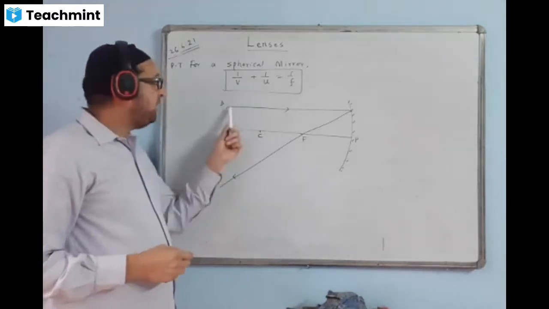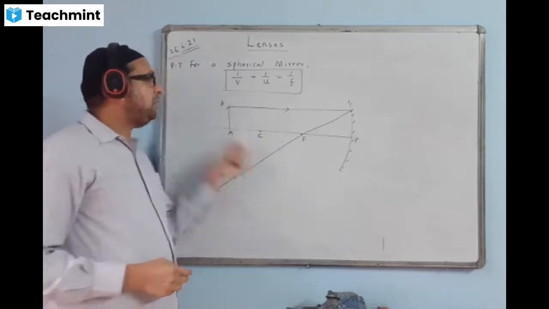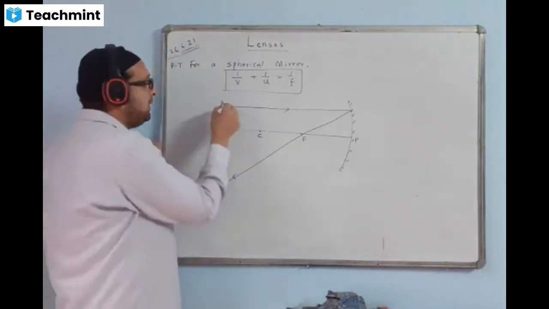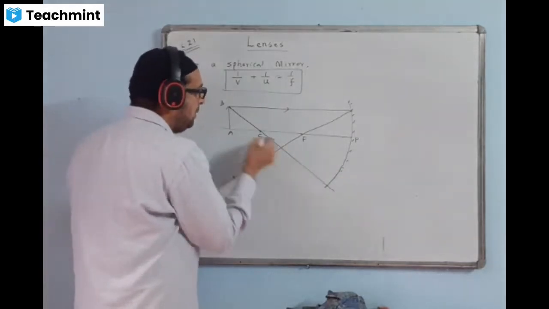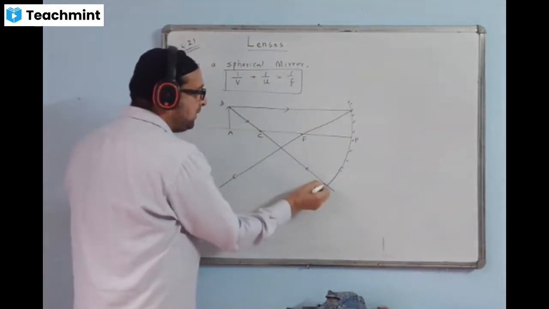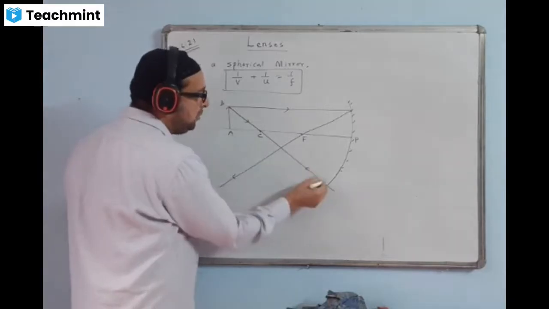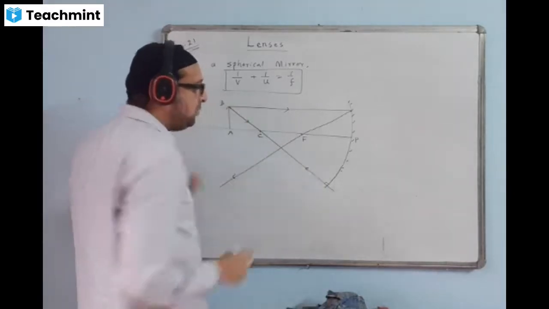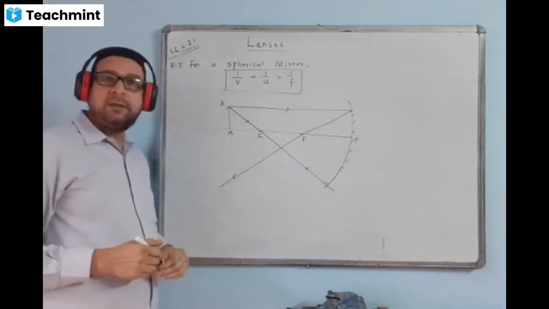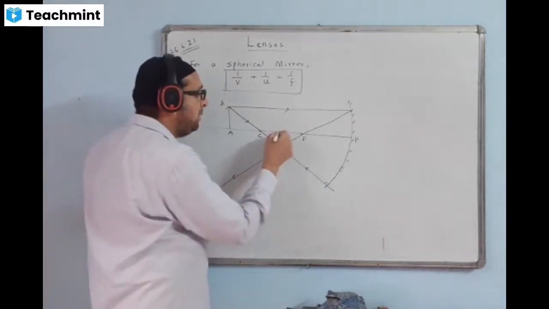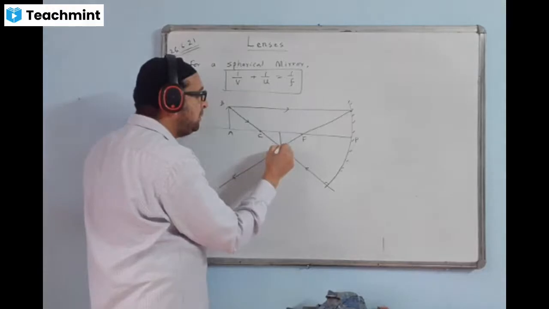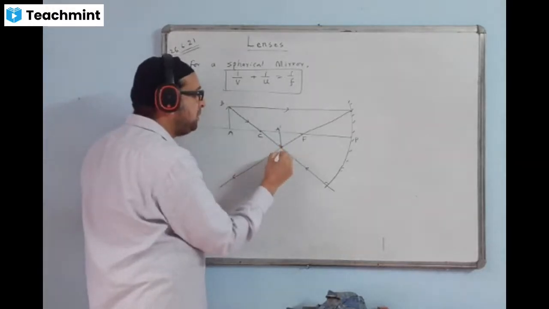Second ray, we can take it through C and it returns back. Let us take it through C like this, which is returning back, because any ray through C will be normally incident. When any ray is normally incident, it returns back along the same path. Here is the image formed. Here we'll mark the image: A dash, B dash.